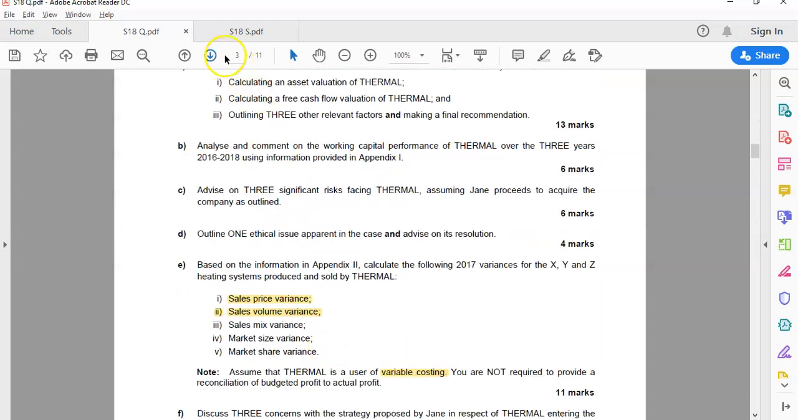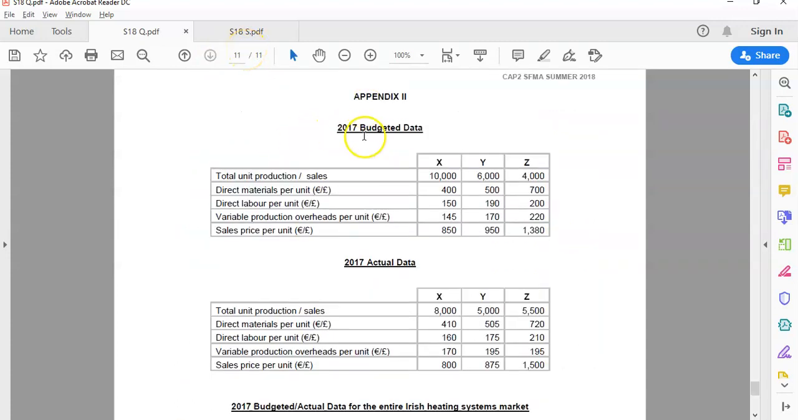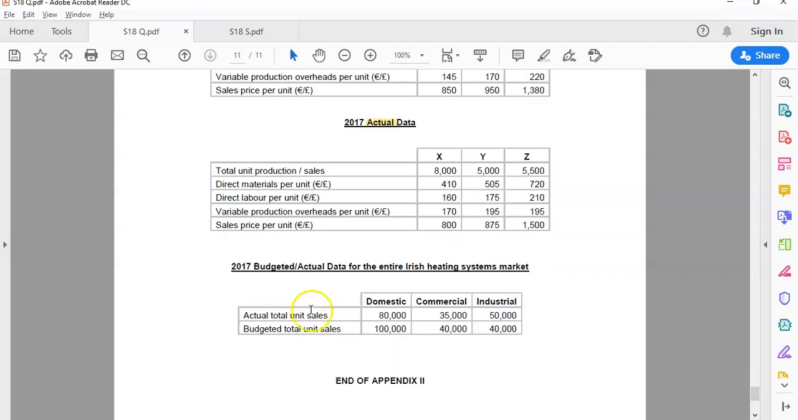So you go to your appendix then, which is usually at the back of the question, and you're given appendix 2, the budget, don't mix them up, for X, Y, and Z, and the actual. You'd be amazed at the number of students under exam pressure who mix up budget and actual, and of course get all their variances in reverse. And then you're given the markets for domestic, which is X, commercial, which is Y, and industrial, which is Z, which you'll need for the market size and market share variances.